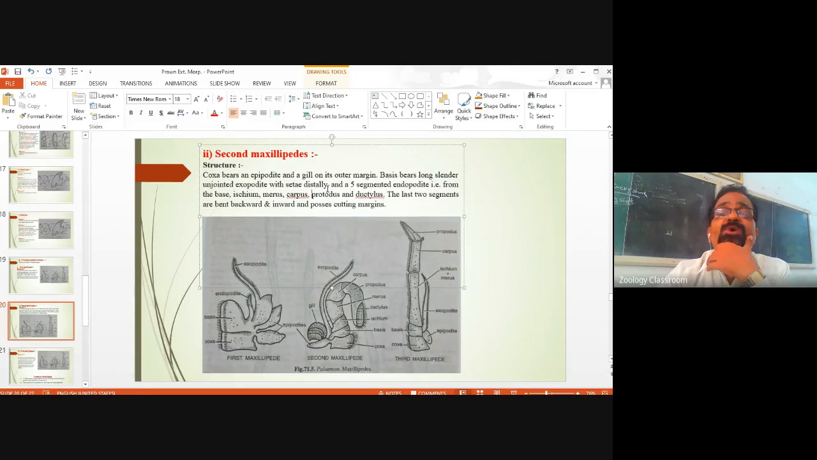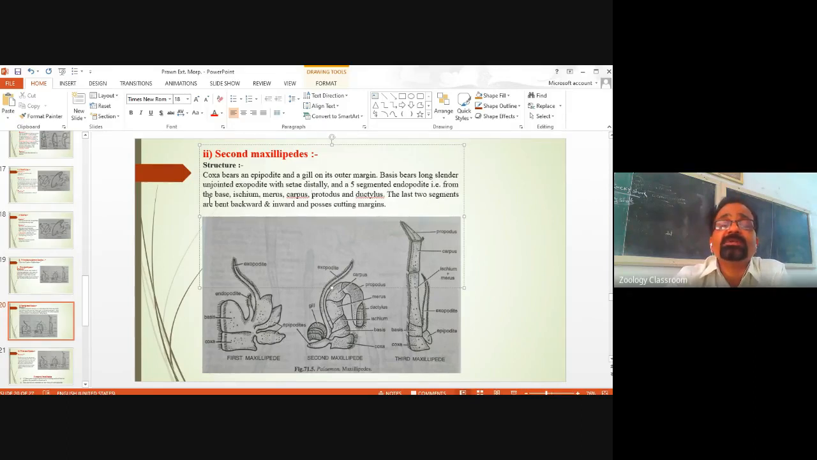Gill on the outer margin. Now basis, see, this is the basis. Basis bears long, slender, unjointed exopodite. See, basis bears long, this is unjointed, single. Do you see this? Yes, this is exopodite, with CT distally. The CT comes only at the tip; there is no CT at the base, that is, no CT at the proximal end. Only CT are present at the distal end. And 5 segmented endopodite. See how many segments: 1, 2, 3, 4 and 5. 5 segmented endopodite, that is from the base.